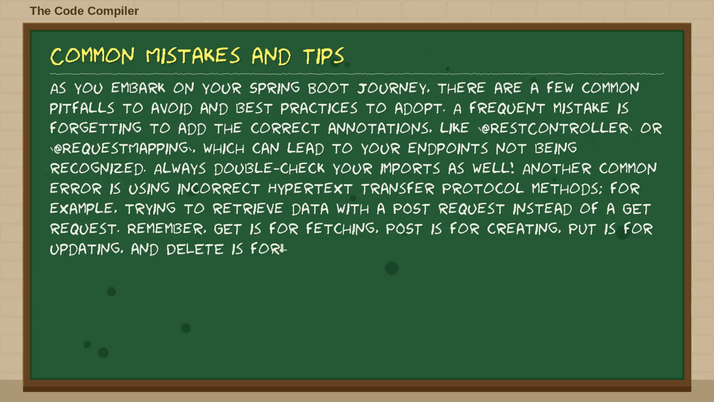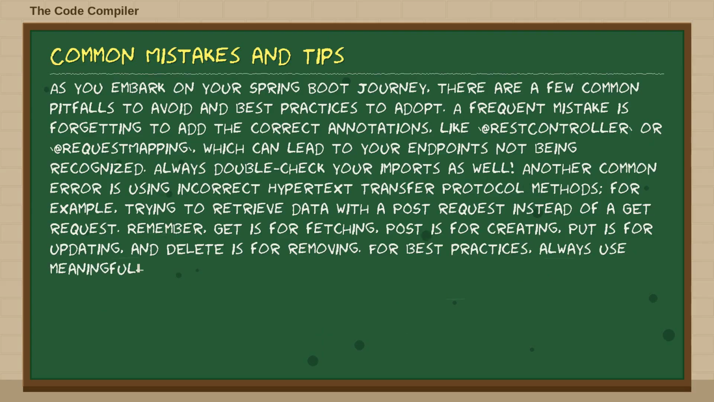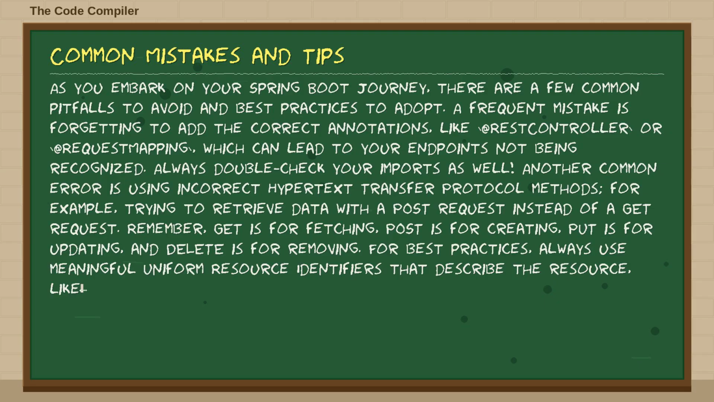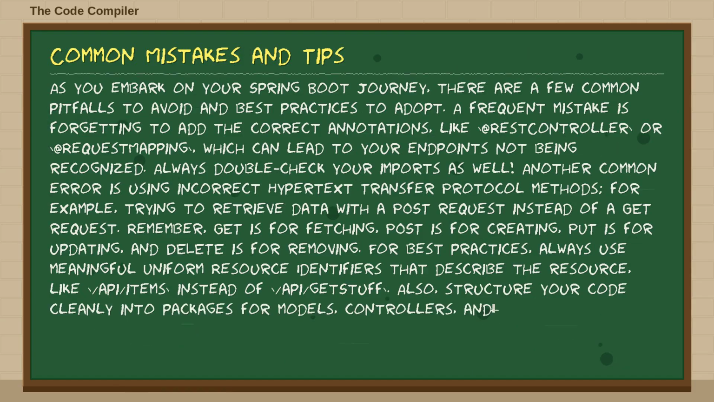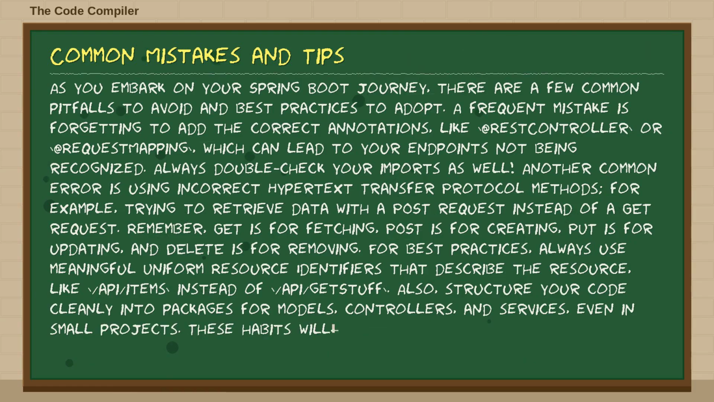For best practices, always use meaningful uniform resource identifiers that describe the resource, like /api/items instead of /api/getStuff. Also, structure your code cleanly into packages for models, controllers, and services, even in small projects. These habits will make your code robust and maintainable.